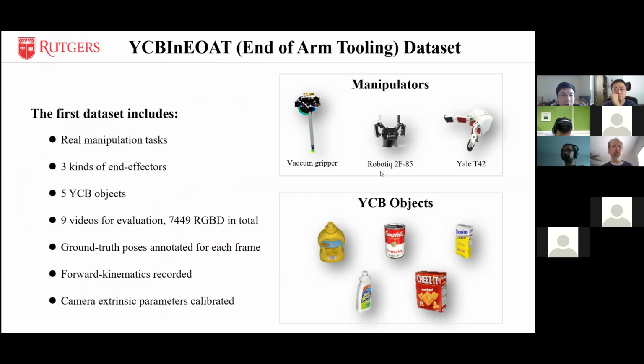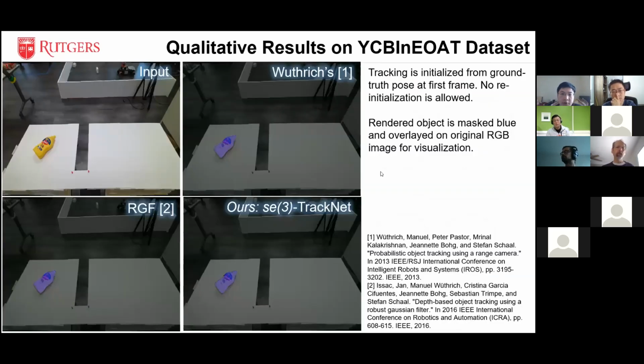Here are some desired properties of the dataset. You can find more details in my paper or the GitHub project page. Here are some qualitative results on the YCBInEOAT dataset. Something to notice is that the tracking is initialized from the ground truth pose at the first frame. Then no reinitialization is allowed. And the rendered object using the estimated pose is masked in blue and overlaid on the grayscale background image. So again, ideally the mask should be perfectly aligned with the real object in this case.